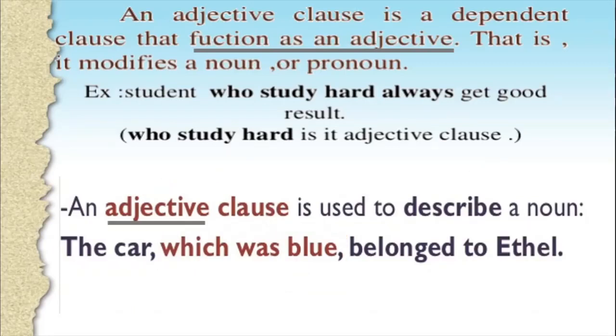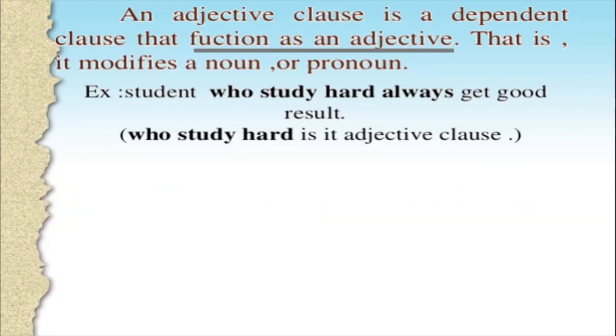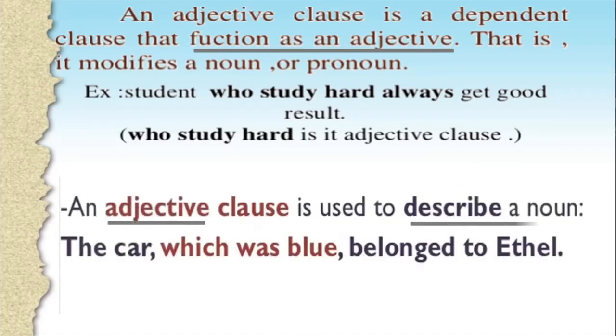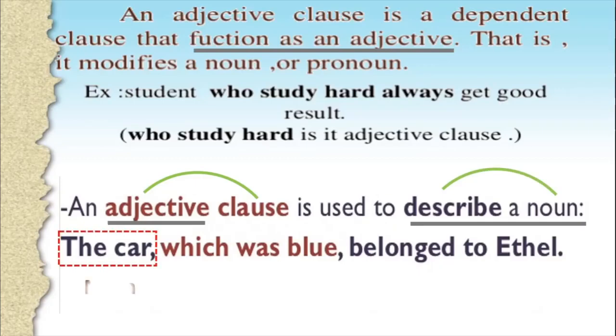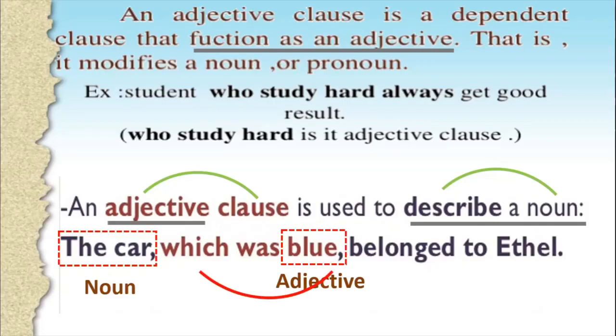Once again, an adjective clause is used to describe a noun. So an adjective is used to describe a noun. So an adjective clause is also used to describe a noun. So the car is the noun here, which is being described as blue. So blue is the adjective. So instead of saying the blue car belonged to Ethel, we are saying the car which was blue belonged to Ethel. So here the blue adjective becomes the adjective clause because some more words are added to it. Okay, children, so this is the meaning of an adjective clause along with an example.